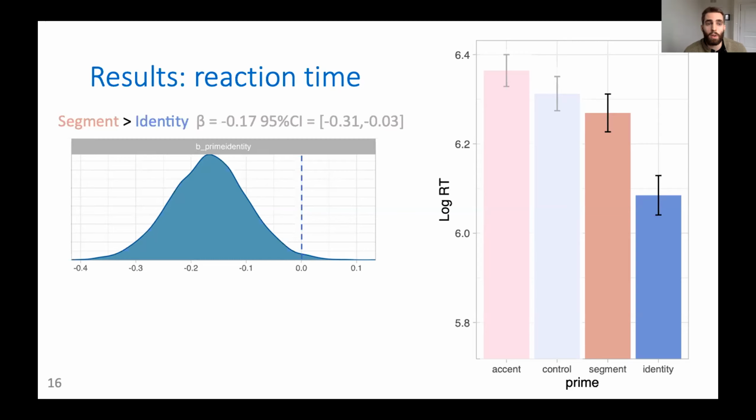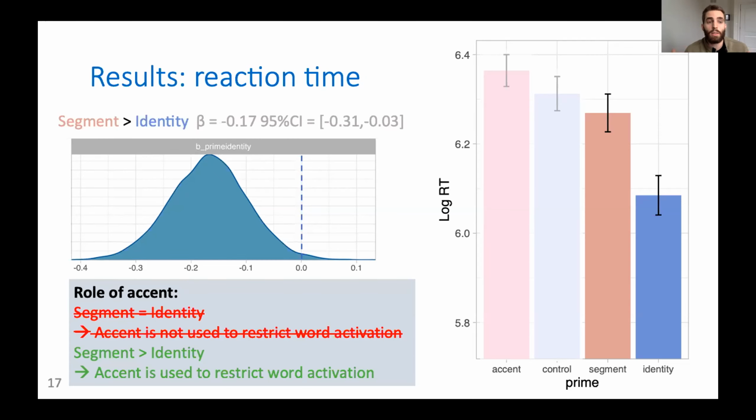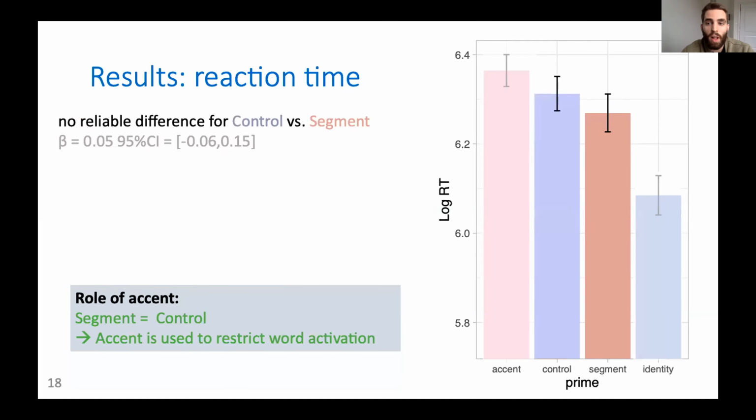So what we see is the bulk of the posterior distribution is at negative 0.2. That is an estimated negative 0.2 log transformed millisecond difference for identity as compared to segment primes. So what this tells us is the model is quite sure there's a difference between these prime types. And thus we can say, in terms of our predictions, this suggests clearly that accent is being used to restrict activation. Otherwise, we should see these two prime types as being the same. Moreover, the model finds no reliable difference between segment and control primes, as you see here.